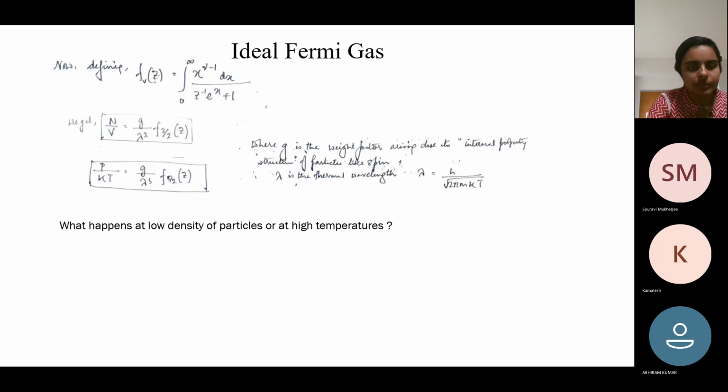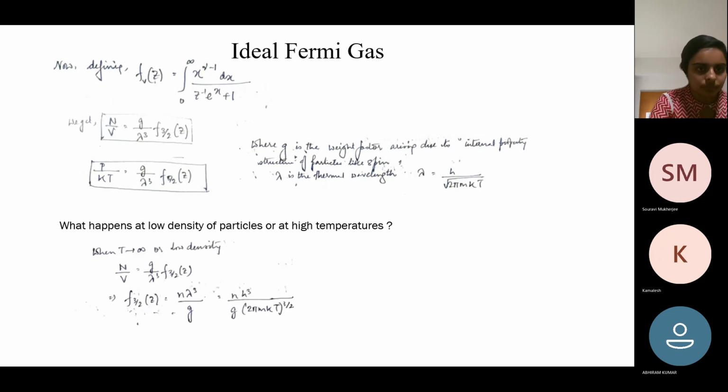What happens now when we move to low density or high temperatures? If you look at this expression, N/V can be denoted as the number density n, small n. So here f_{3/2} can be written as nλ³/g. What it tells you now is that in the limit of low density, that means n is small, and high temperature, that is T is large, what happens to this value? What would this value tend to? Can you tell me?